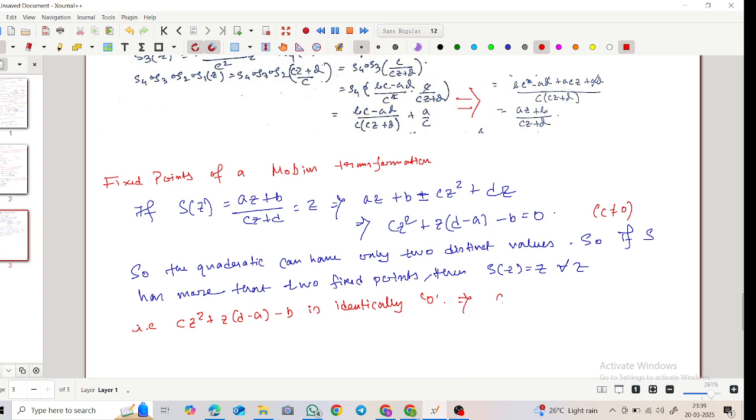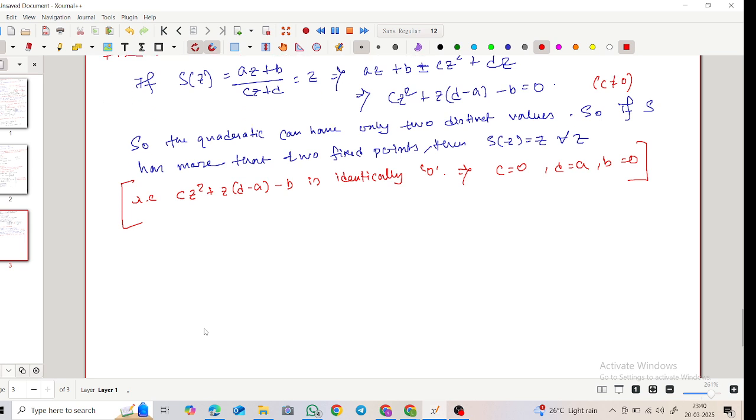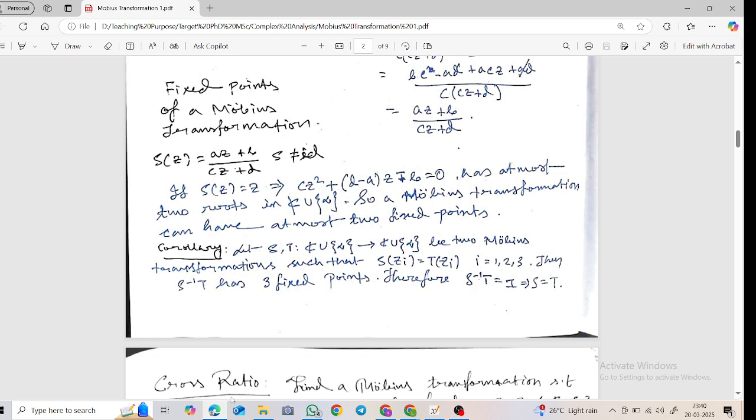So that implies c equals 0, d equals a, and b equals 0. So Sz is z. So let's move on to the next remark.